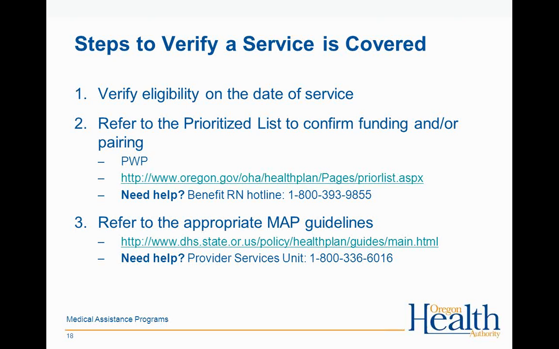And then if you need help referring to the prioritized list, if there's something that's not clear or you're not sure if something was funded or not, you can contact our benefit RN hotline. They're standing by to help you out with that. And then your third step would be to refer to the appropriate MAP guidelines.